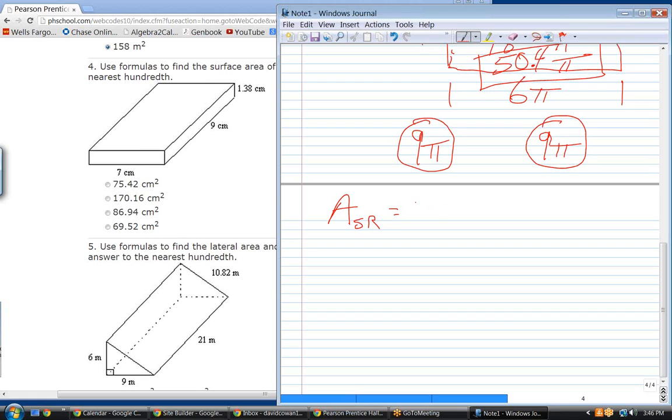Okay. So you do 7 times, is that 1.38? Yes. All right. And then you get 9.66. Okay, let's go ahead and find out the area of each one, and then we'll multiply it by 2 and we're done.